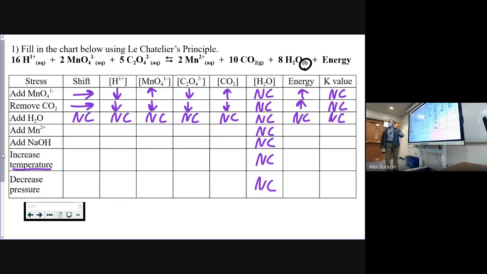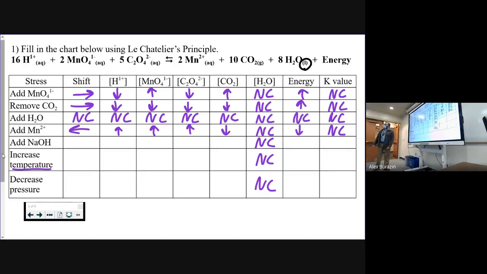Manganese, that's a product, right? So I am adding product, which way do I need to shift? Left. I need to balance that out. I need to make more reactant to balance out the product that I've added. As a result then, this reactant will go up, this reactant will go up, this reactant will go up, this product will go down, the energy will go down because it's on the product side, and what happens to K? Nothing. We didn't change the temp.